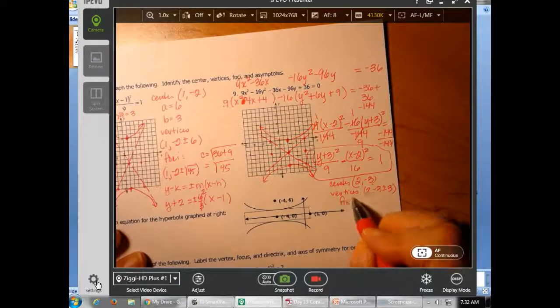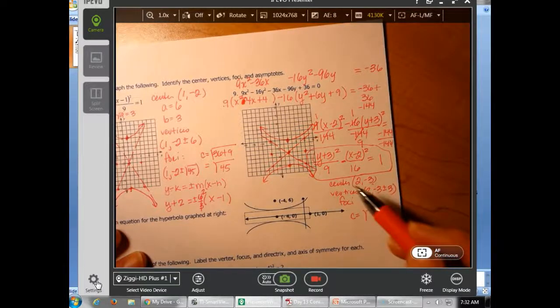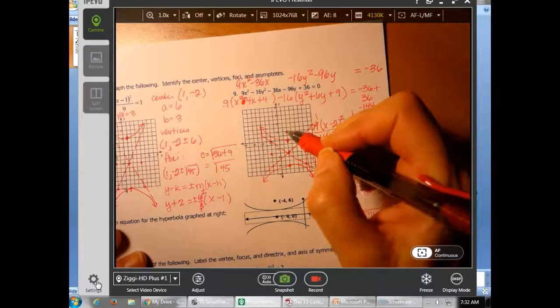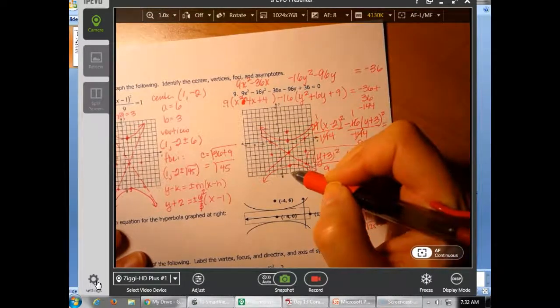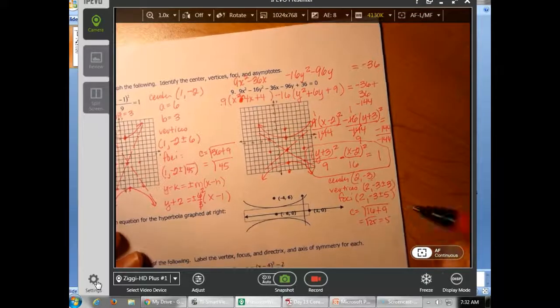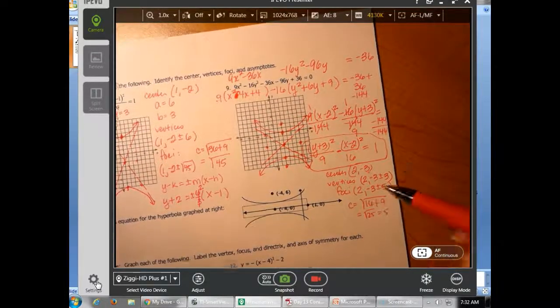The foci, I need C, of course, and that's just going to be the square root of 16 plus 9, so it's going to be square root of 25, which of course is just 5. So inside, I'm going up 5 and down 5. So my foci are going to be 2, -3 plus and minus 5. And it's fine if you leave it just like that.